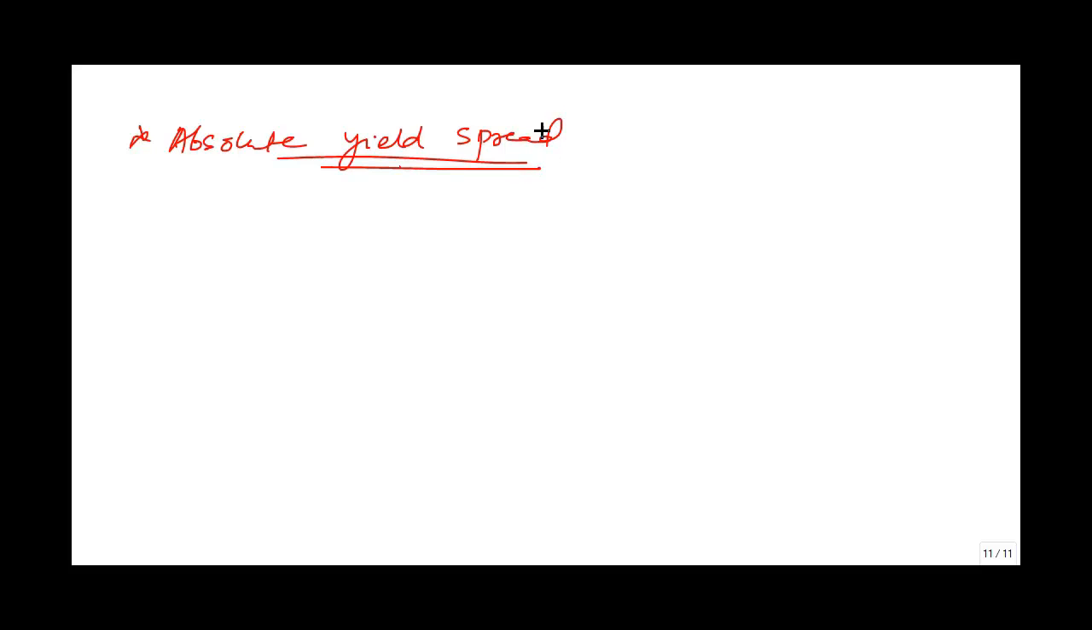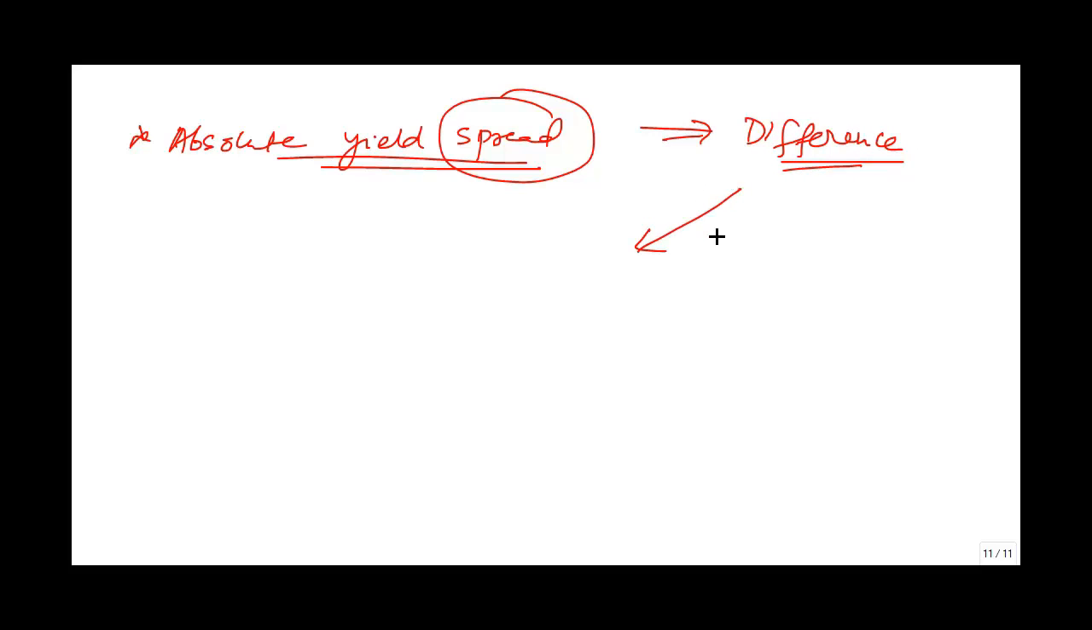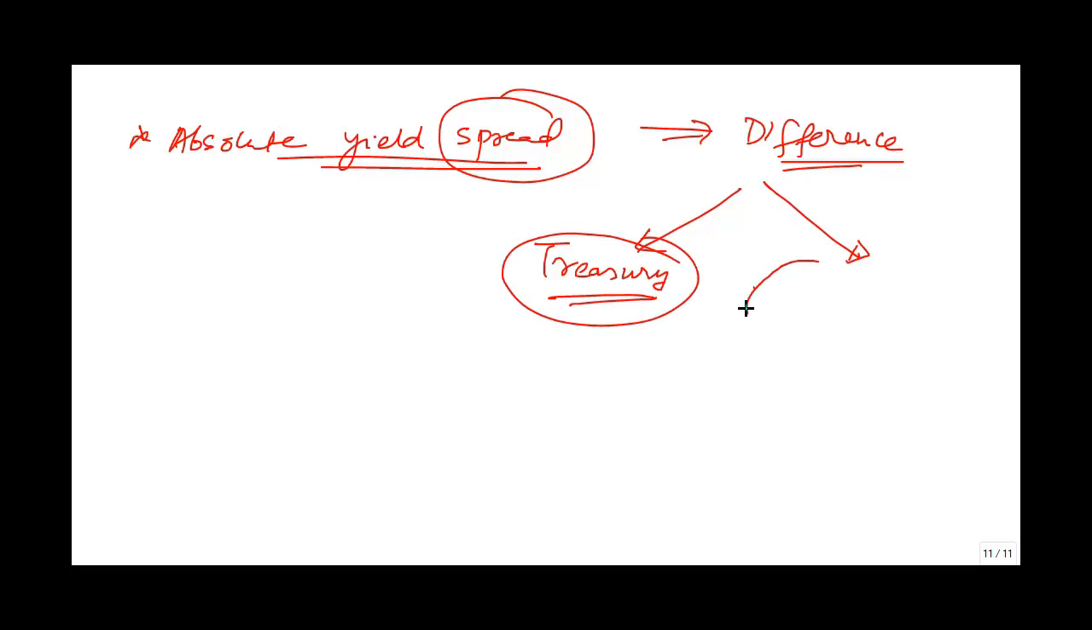Please note that whenever you come across this word spread, it means that spread is nothing but a difference. Now the difference here can be compared from the treasury bond, or it can be compared with respect to any benchmark bond. Now to understand this illustration of the treasury benchmark, think about, you have a General Motors bond.